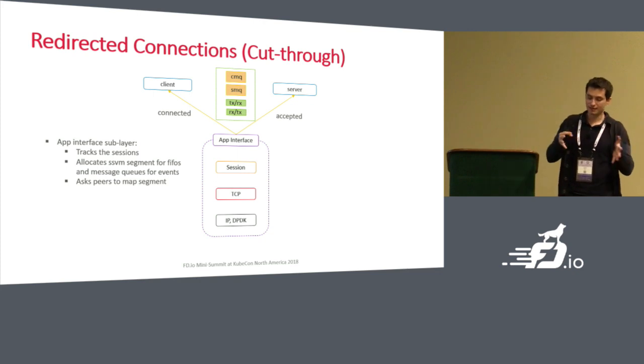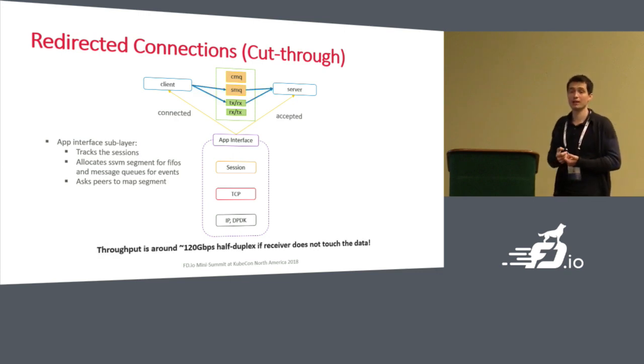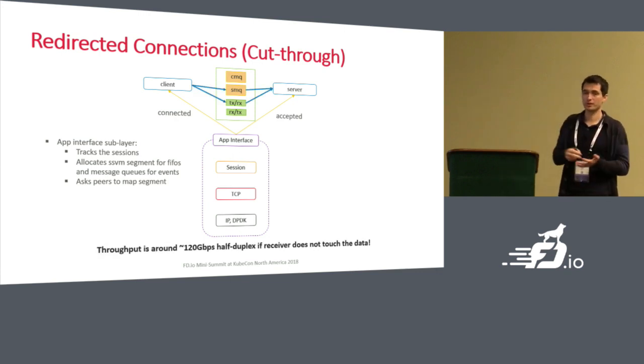Within it, it adds message queues for the client and the server because the two of them need to exchange I/O events. And then it puts a pair of FIFOs there for data exchange. And this tends to work pretty well, as you can imagine, because everything is in shared memory. We can reach speeds of up to 120 gigabits per second, with the one caveat that the server cannot touch the data, so it cannot copy the data from the FIFO to an intermediary FIFO.